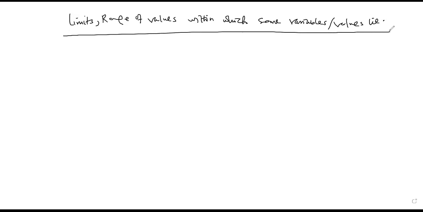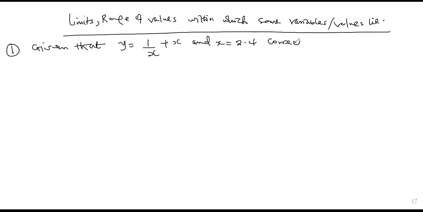So here we are automatically going to do examples. And example number one, given that y is equal to 1 over x plus x, and x is 2.4, correct to one decimal place. Find the limits within which y lies.